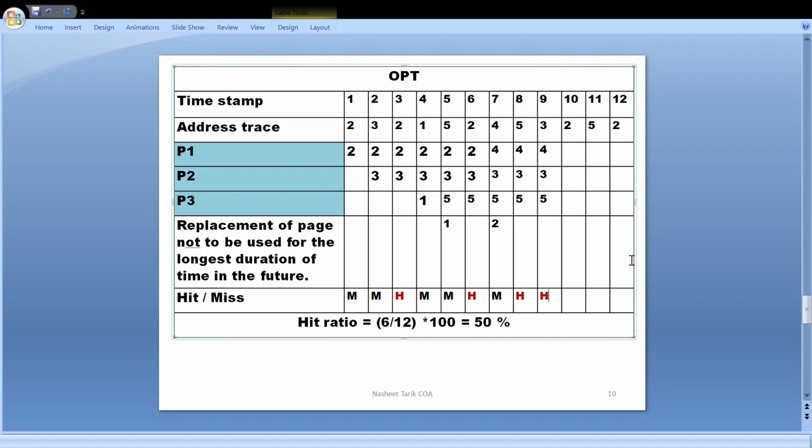Now page number 2 is not there, so it is a miss. So it will see 4 is not coming in future, 3 is not coming in future, 5 has come. So any of it could be replaced, either 4 or 3. It is okay. From the past I see that 4 came only once and 3 has come twice. So I will replace 4. So the page I am replacing is 4 by 2.